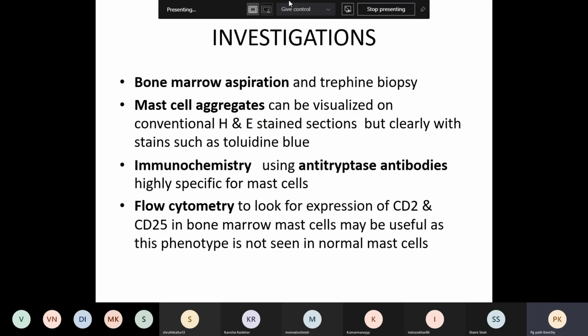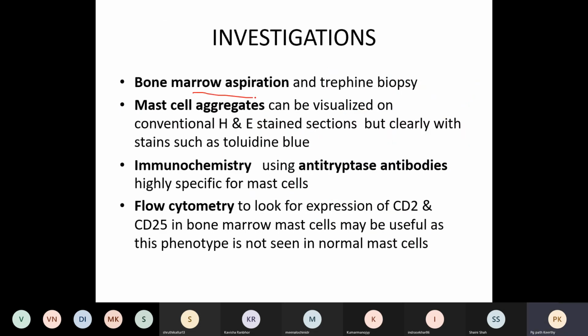Then coming to other investigations. Obviously, you're going to do a bone marrow too if you are suspecting systemic mastocytosis, right? Then you apply the criteria: more than 15 cells in a cluster, and at least 25% should show morphological atypia. Then to confirm they are mast cells, you will do toluidine blue, methylene blue, all those stains. And you can do IHC also for serum tryptase antibodies. And see, you should look for expression of CD2 and CD25, which are the aberrant markers. That's how you're going to differentiate from the normal mast cells.